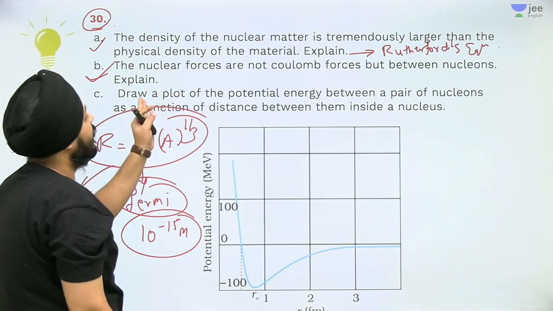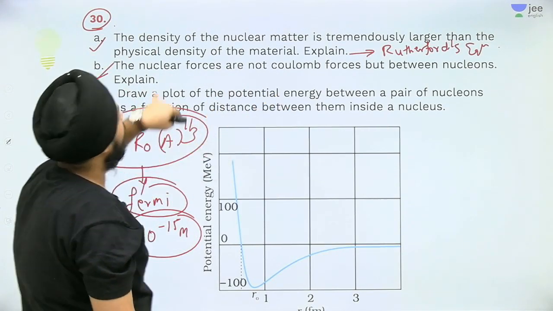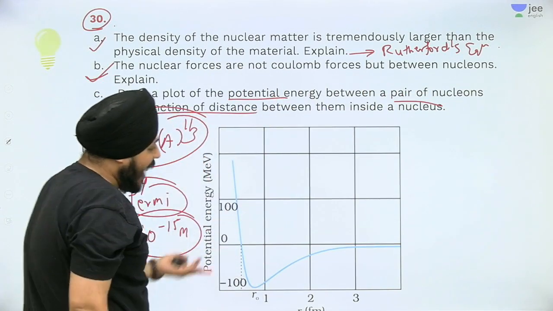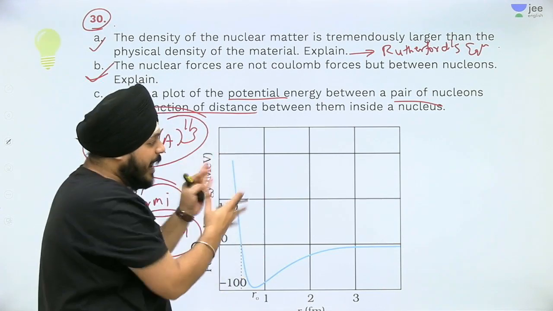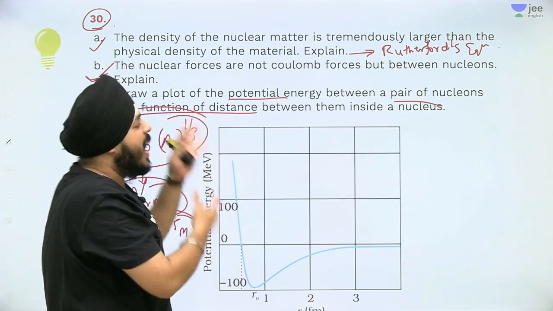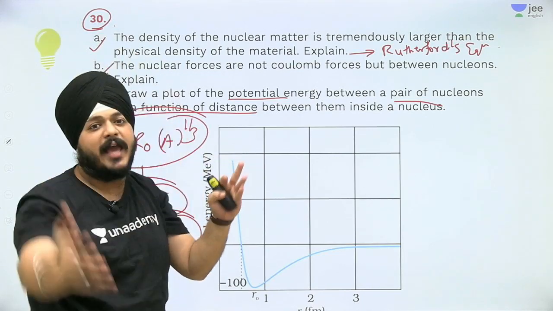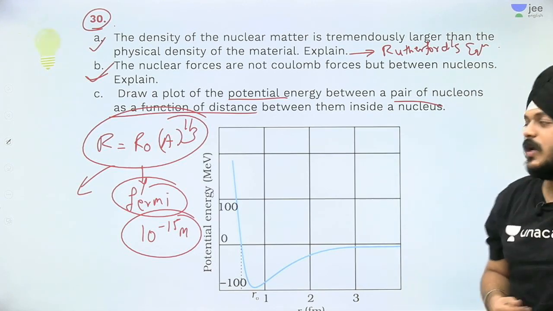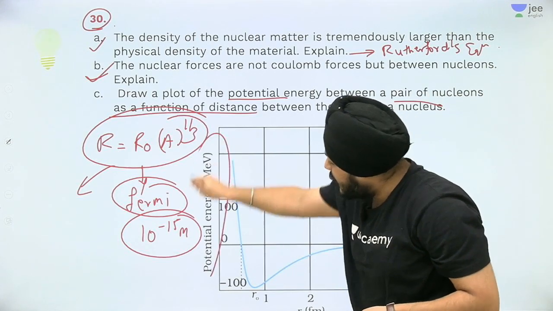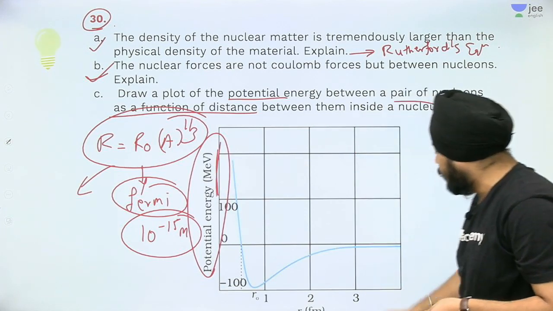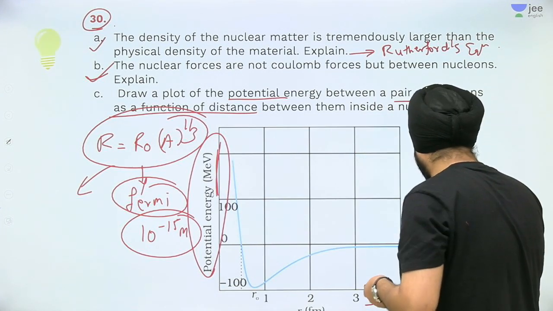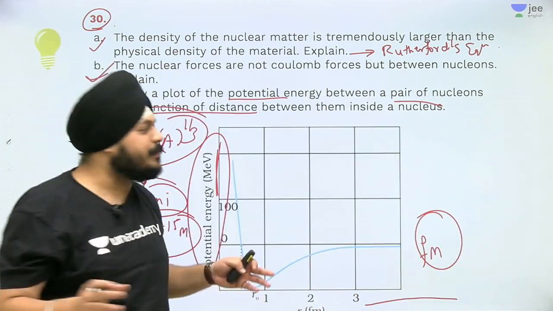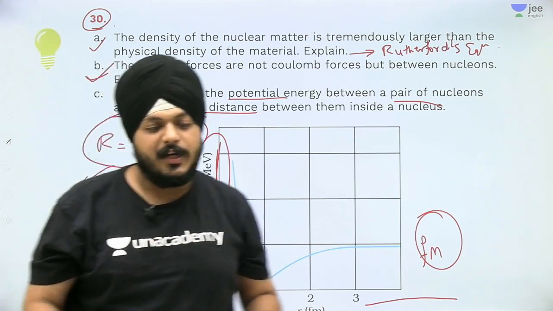Now plot the graph between the potential energy of a pair of nucleons as a function of distance. Guys, this is from NCERT. The same graph is given in NCERT and the question has been taken directly from that part. So guys, this is the graph of potential energy in terms of mega electron volts versus distance in terms of Fermi. This is a very simple explanation and it is given directly in NCERT. Okay, moving forward to the next part.